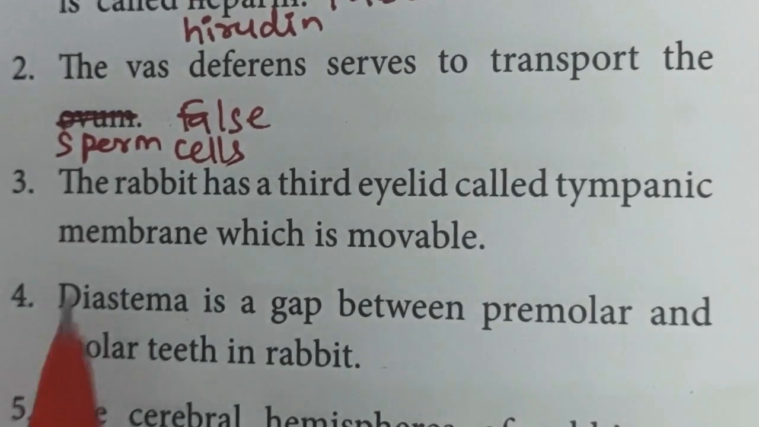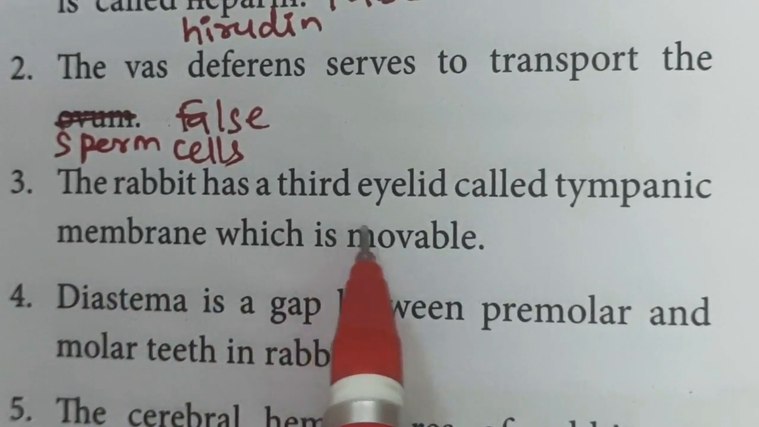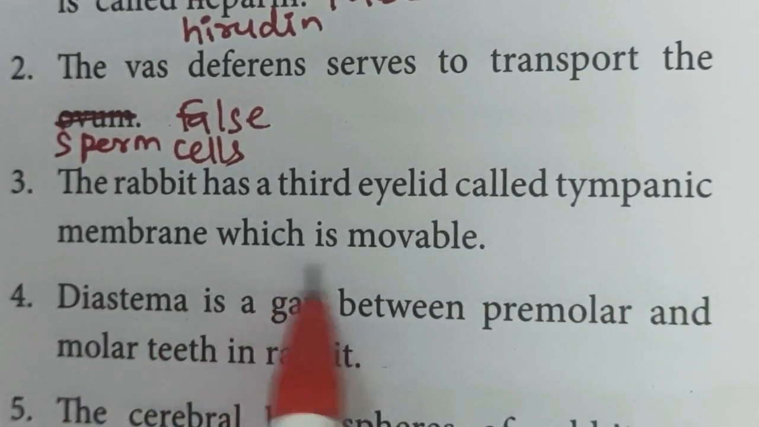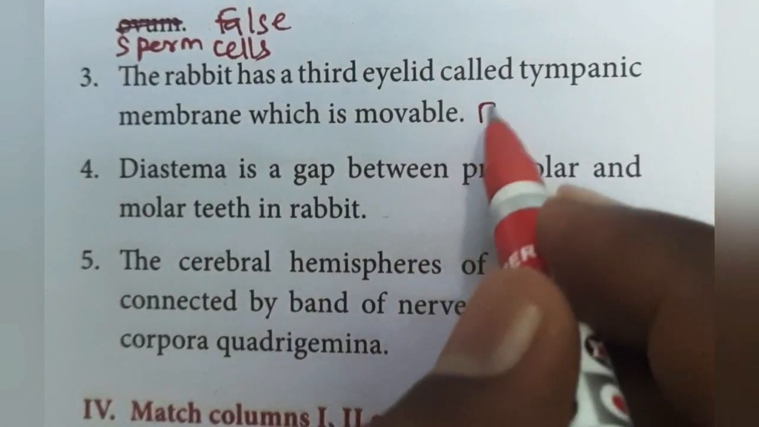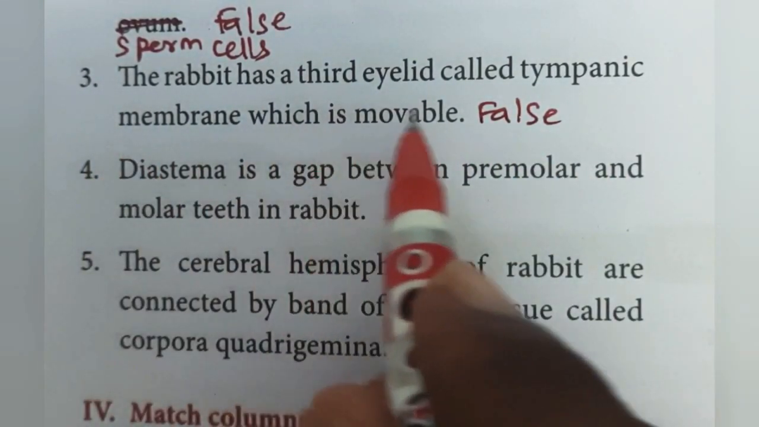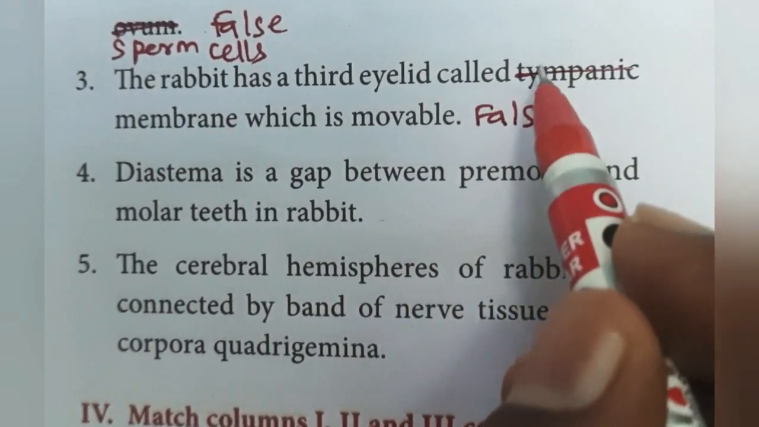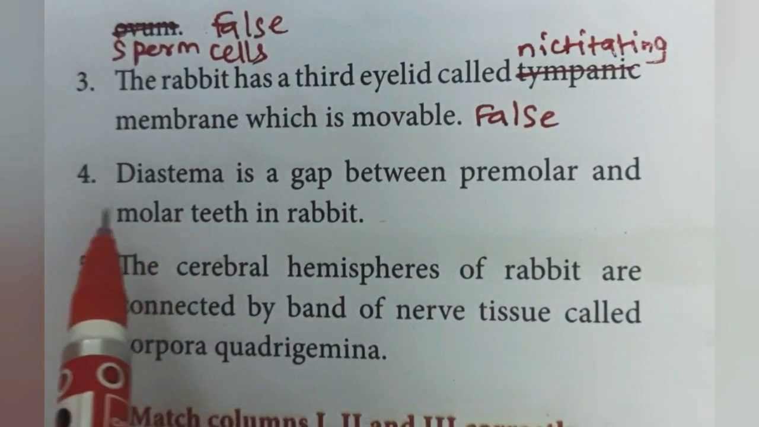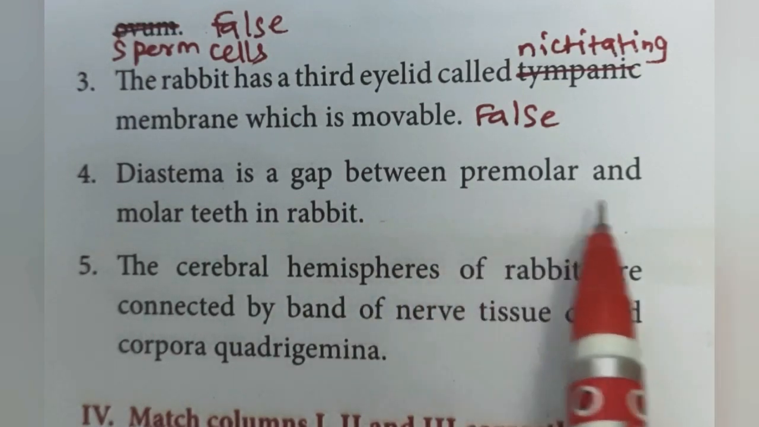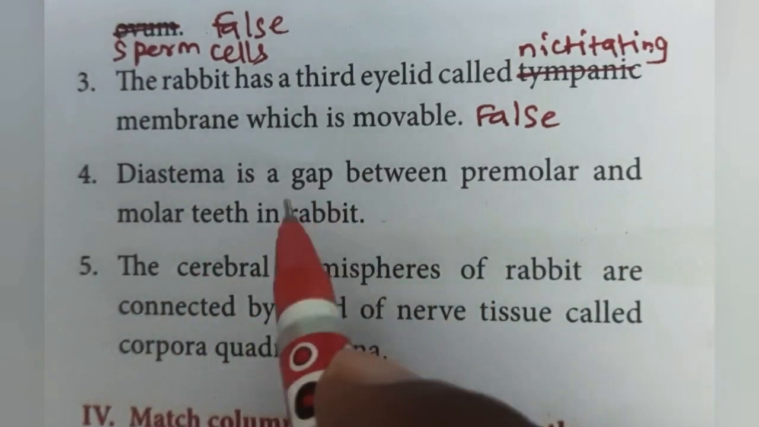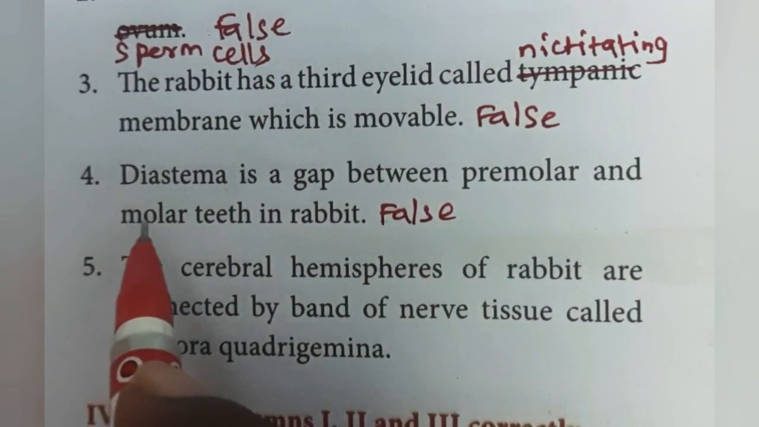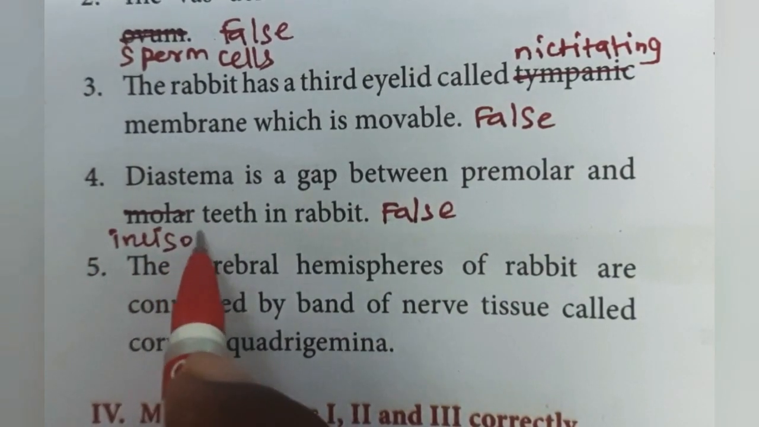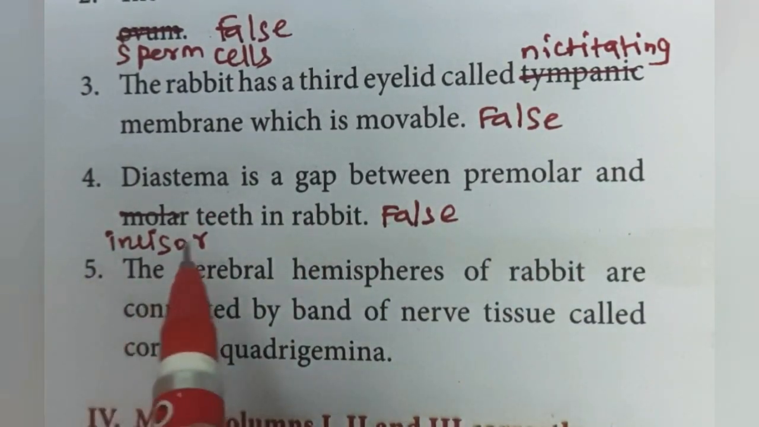Third one, the rabbit has a third eyelid called tympanic membrane which is movable. This is false because the rabbit has a third eyelid called nictitating membrane. Nictitating membrane. Fourth one, diastema is a gap between premolar and molar teeth in rabbit. This is false. Instead of molar, incisor should come. So diastema is a gap between premolar and incisors.